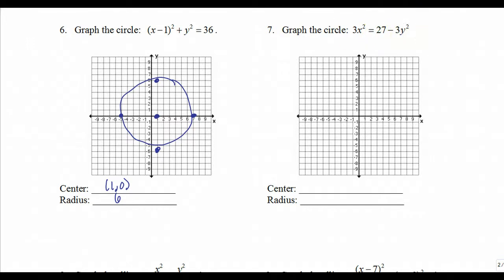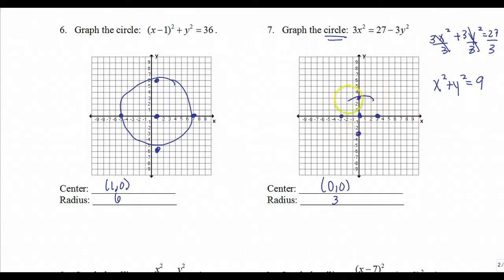So this is not standard form. I need to rewrite this. So I could add 3y to both sides. So 3x squared plus 3y squared equals 27 seems a little bit more like it. And then I'm going to divide everything by 3 so I can get it in the form of a circle. So I've got x squared plus y squared equals 9. So center here, 0, 0, radius 3. Go 3 in every direction.